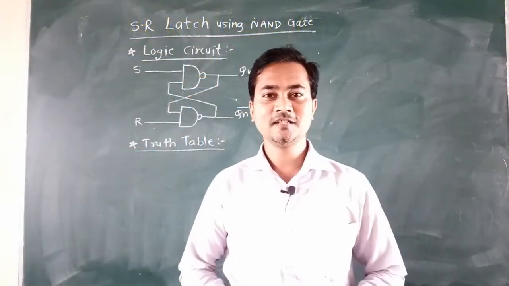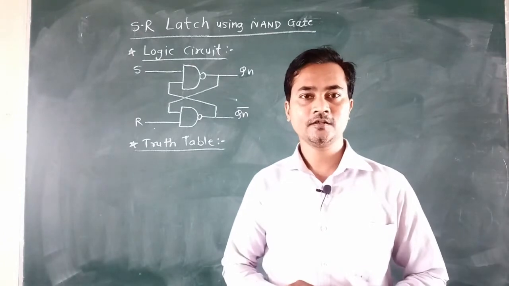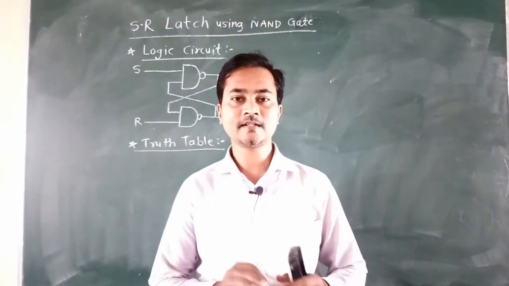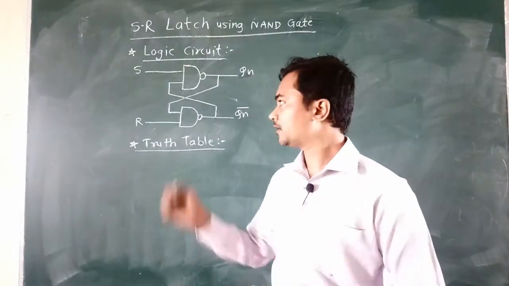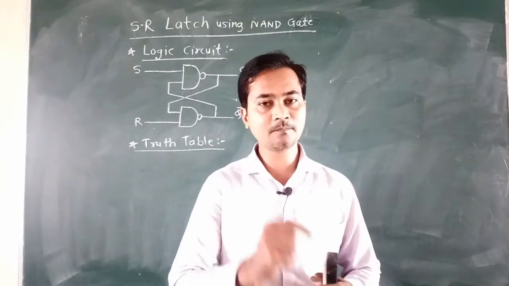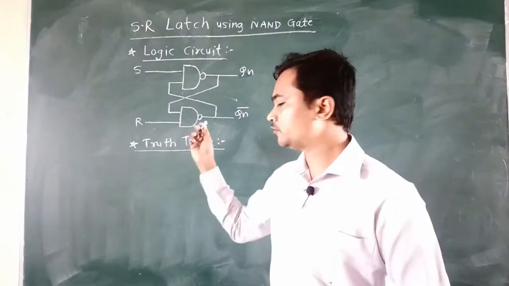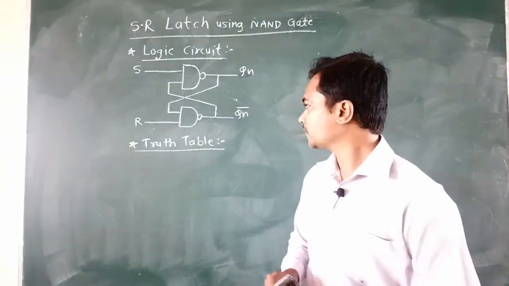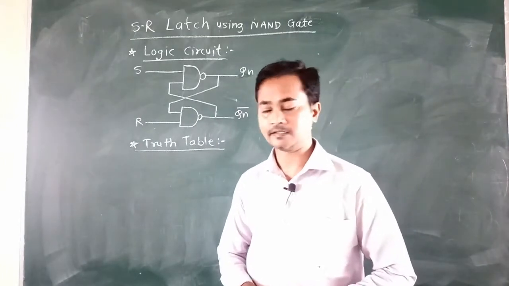Hello everyone, in this video we are going to see the SR latch using NAND gate. In the last video we have seen the SR latch using NOR gate. So the question arises: why do we use the NAND gate? NAND gate is basically used to reduce the power consumption, and that's why in most of the sequential circuits we use the NAND gate. Let us see how this SR latch works using NAND gate.